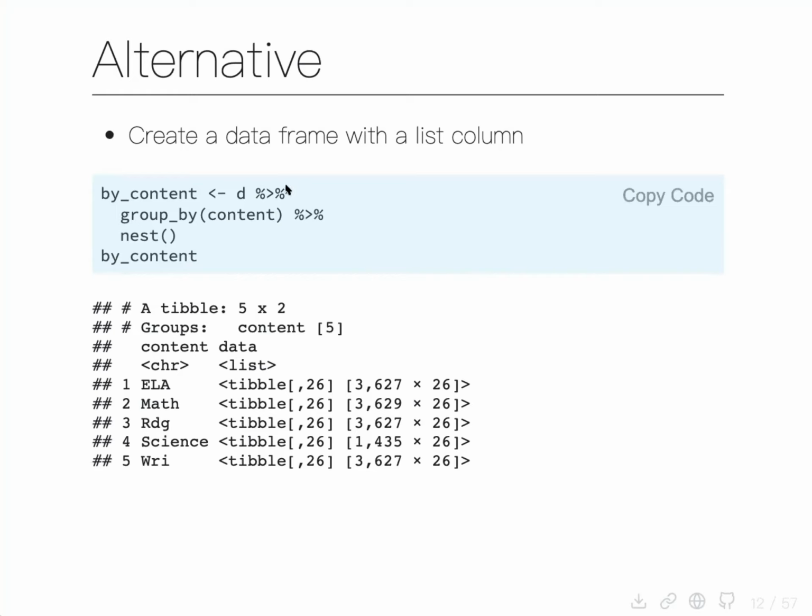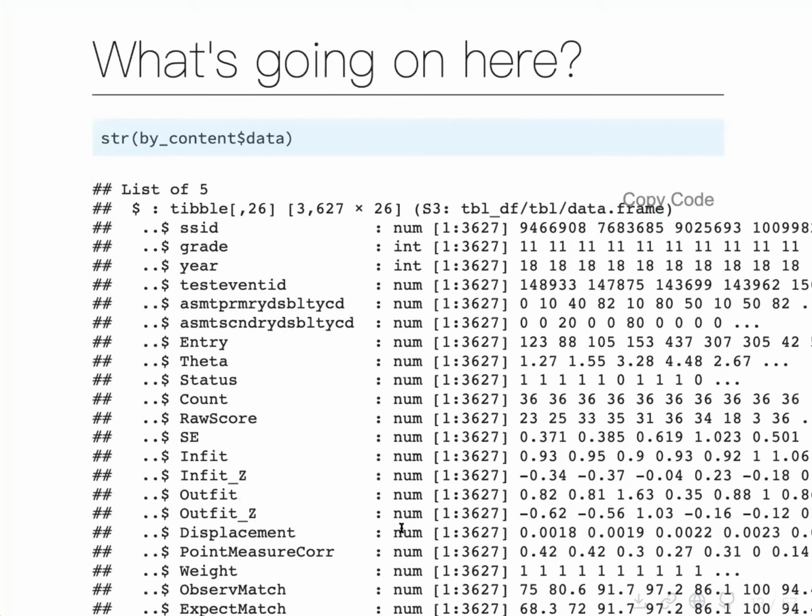So here we had D, we group by content as if we were going to summarize, but then we just use this function nest. And then we end up with a data frame that looks like this, where each row is just the unique elements of the thing that we've grouped by. Then we have a data column, which is a list, and each element of the list is all the data for the corresponding row. So this is all the data for ELA, this is all the data for math, this is all the data for reading, etc.